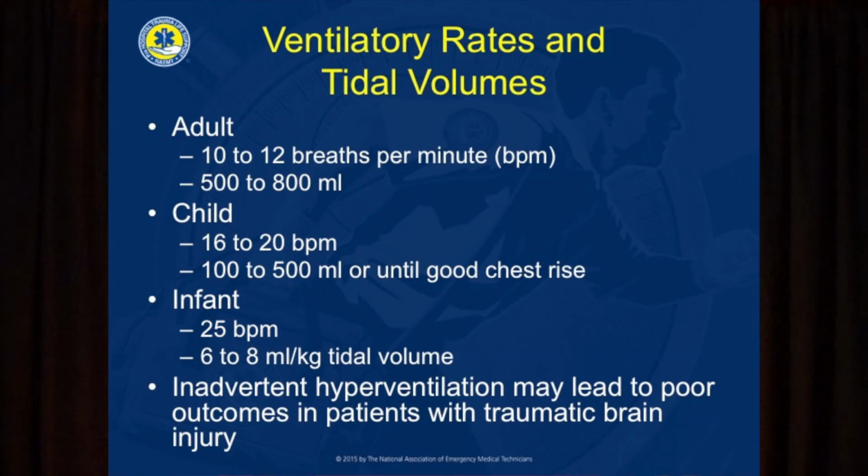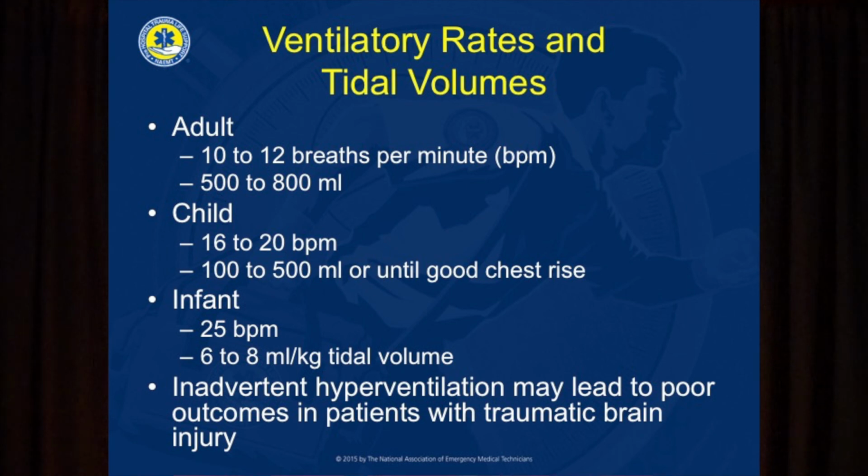As far as the rates and volumes go, for adults, 10 to 12 breaths per minute. You see there about 500 to 800 mLs. Again, just enough to make the chest rise. The average person breathes approximately 500 to 650 or so, and maybe a little bit more in some of your larger patients. But we don't need to use that entire bag valve mask. Those bags generally have anywhere up to 1,200 cc's of air. You don't have to squeeze the whole bag, just enough to make the chest rise.